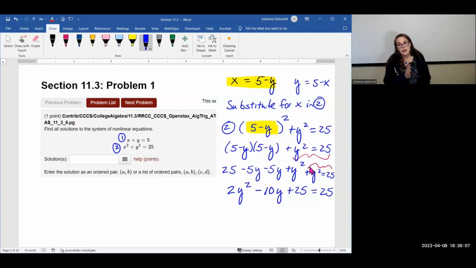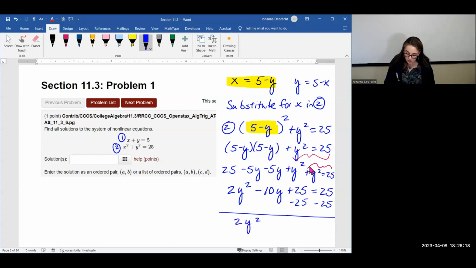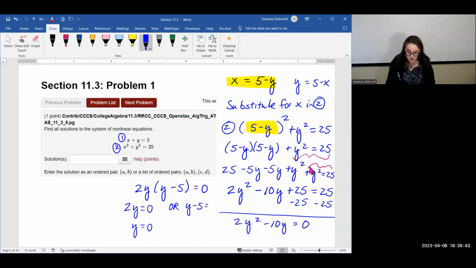Now I've got to get everything on one side and 0 on the other so I can solve. So I move the 25 from the right to the left by subtracting. That actually cancels that term, and I get 2y squared minus 10y equals 0. Now I can factor out a 2y. I could also divide both sides by 2 to get rid of it. And this gives me y minus 5 inside parentheses. This means that either 2y equals 0, in which case y has to be 0, or y minus 5 equals 0, in which case y equals 5.